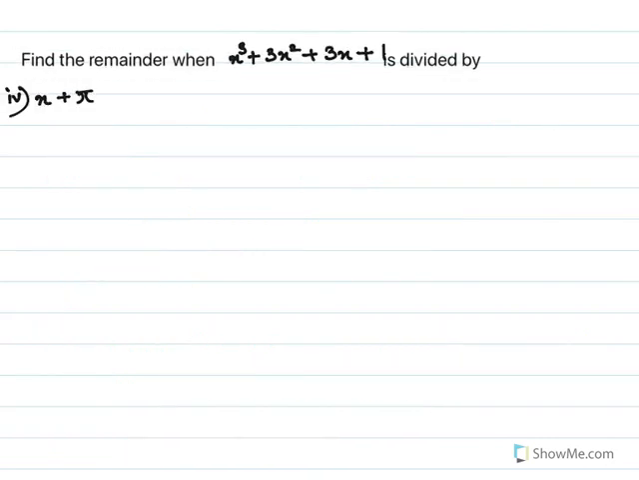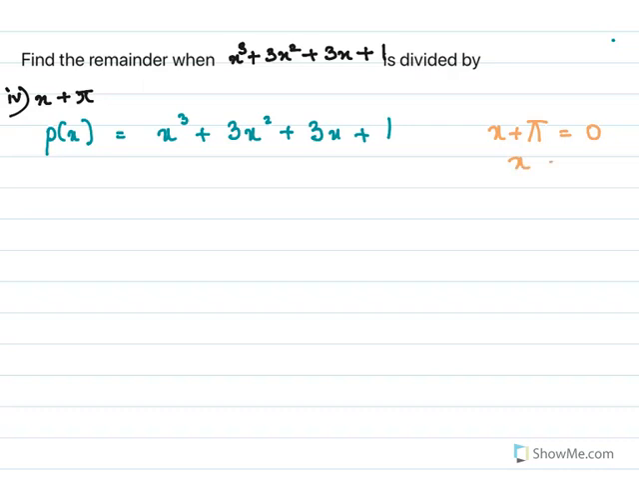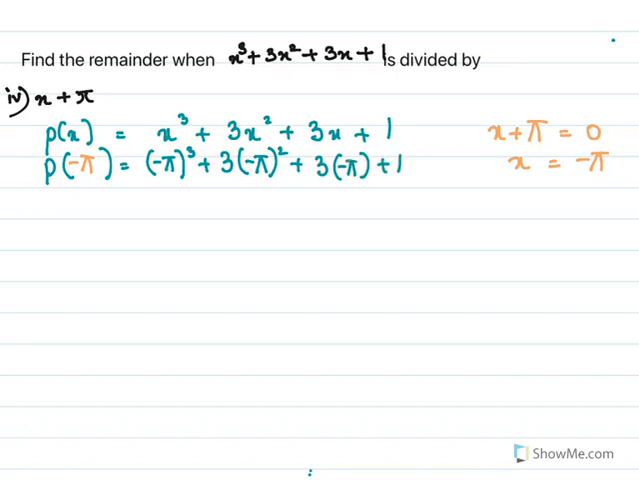Find the remainder when x cube plus 3x square plus 3x plus 1 is divided by x plus pi. So here we'll take p of x as x cube plus 3x square plus 3x plus 1. Now we have the divisor x plus pi. We put it equal to 0, so x equals minus pi. To find the remainder, we are going to find p of minus pi. Wherever there is x, I put minus pi. So here is x cube, minus pi; 3x square, minus pi; 3x, minus pi; plus 1.